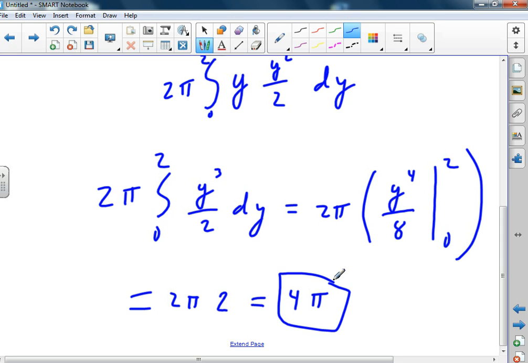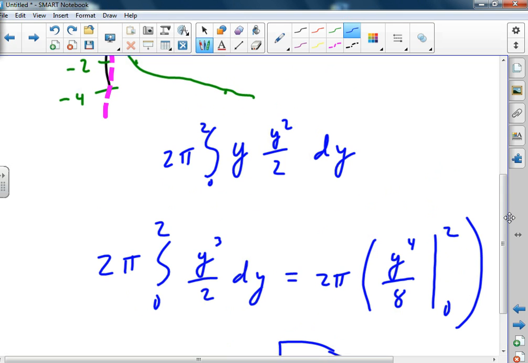2, 3, 4 pi is correct. Okay, so you get 4 pi? Can't do it with this. What do you mean you can't do it? You can, you just make it all x's. Oh, you can just do it all in x? Yeah. You just change your variable, y is equal to x, once it's set up.